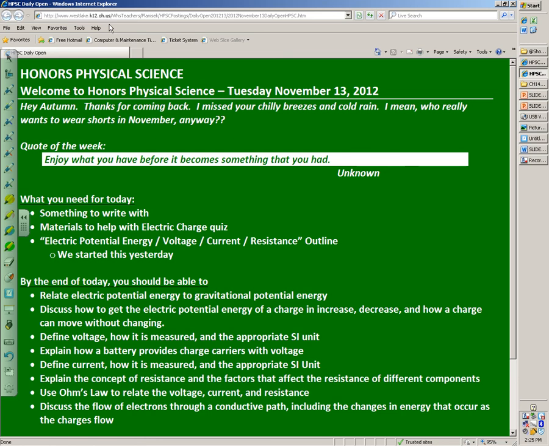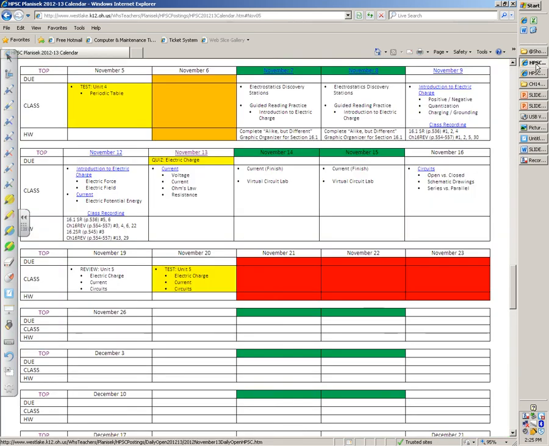So, today, you took your quiz. If you go to the calendar, okay? You took your quiz today. The rest of today, we get into the next part of the chapter, which we started yesterday, dealing with electrical potential energy. We'll review that, then we'll talk about voltage and current today.